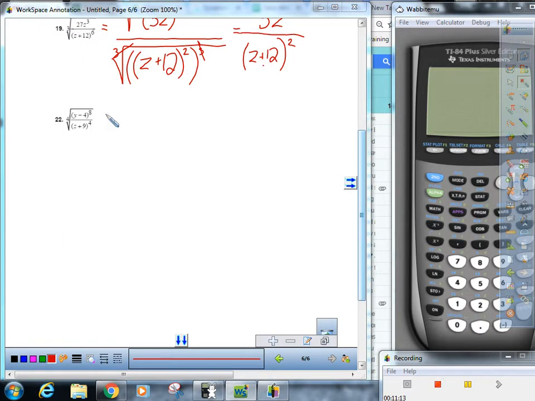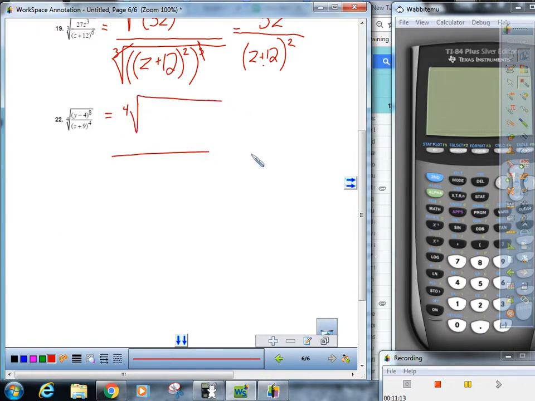So, we've got the 4th root of... Alright, so how could I rewrite this y minus 4 to the 8th so that it canceled? Katie? Excellent. Like that? Is that what you kind of meant? Y minus 4 squared to the 4th. Now we got some things that are going to cancel.